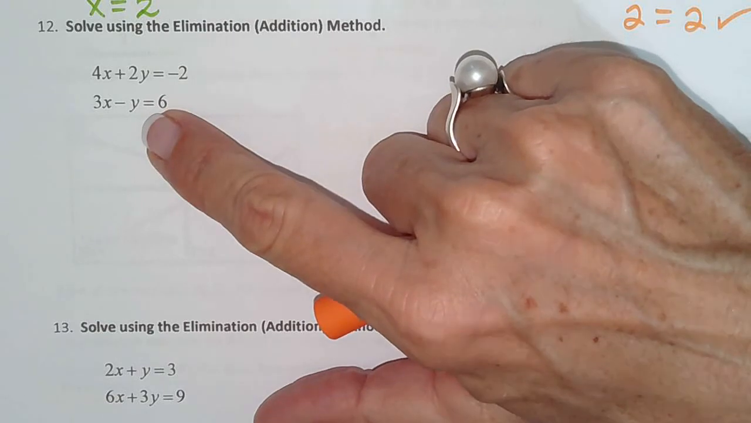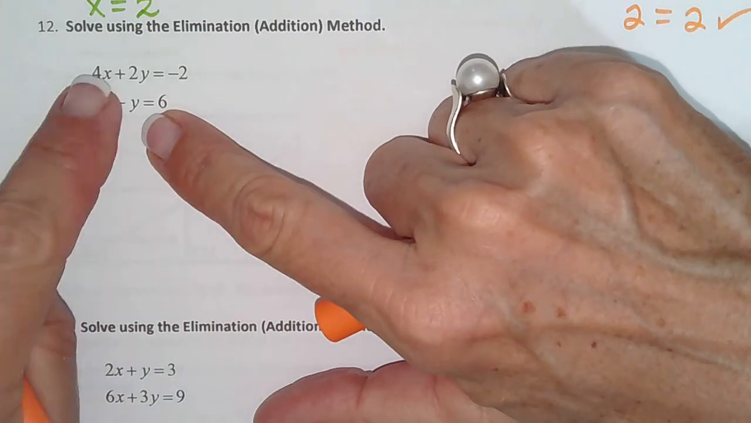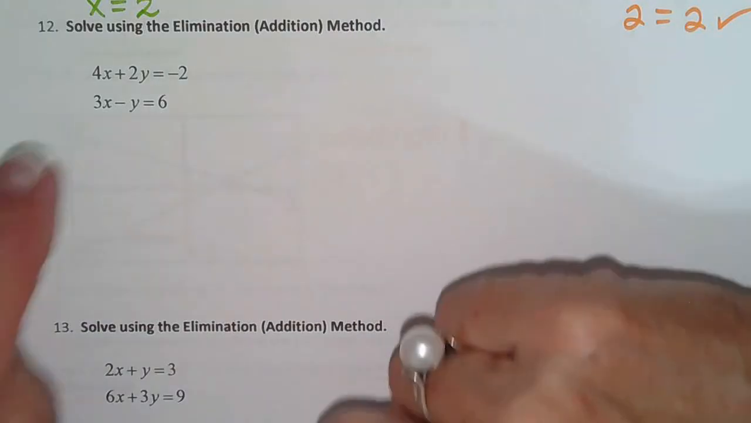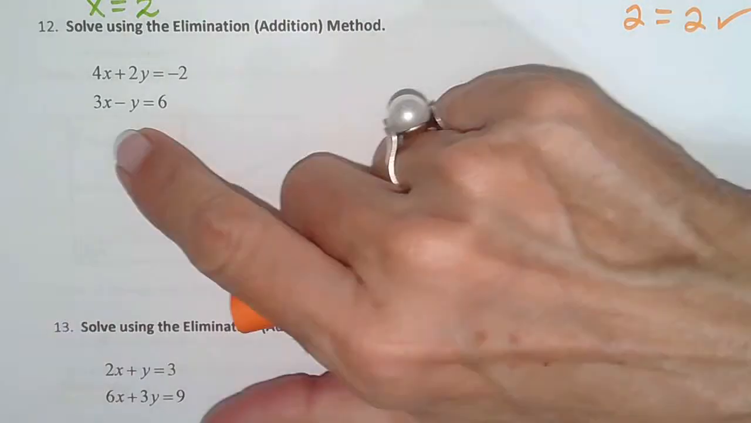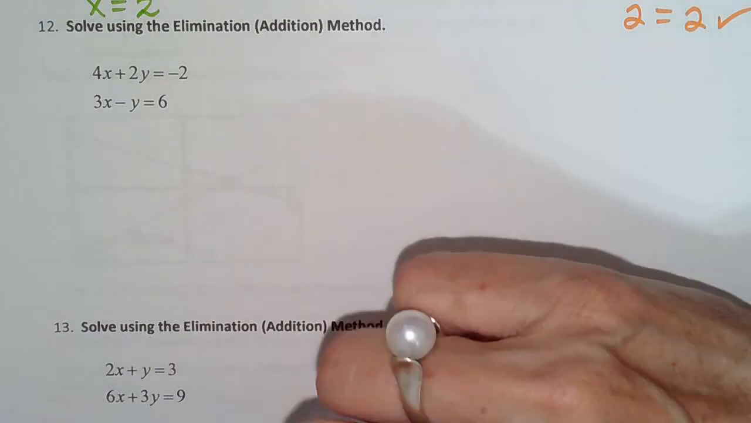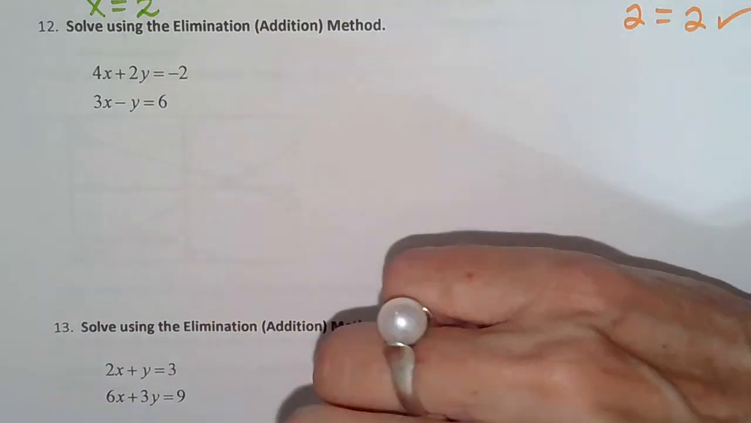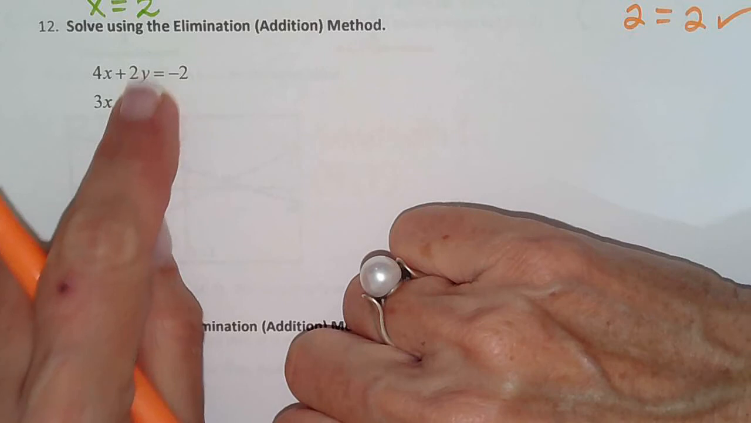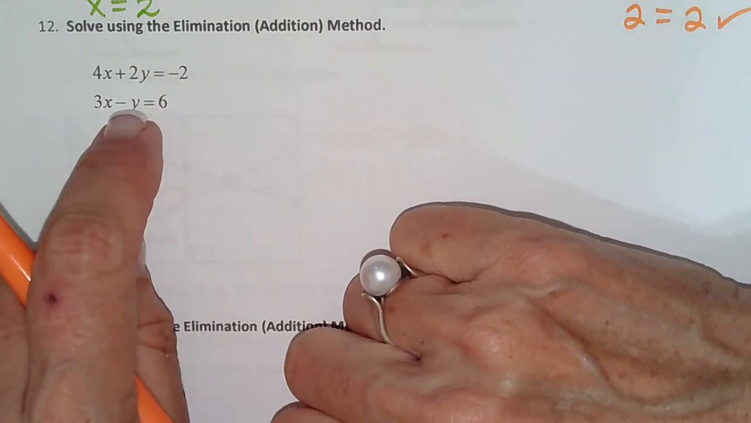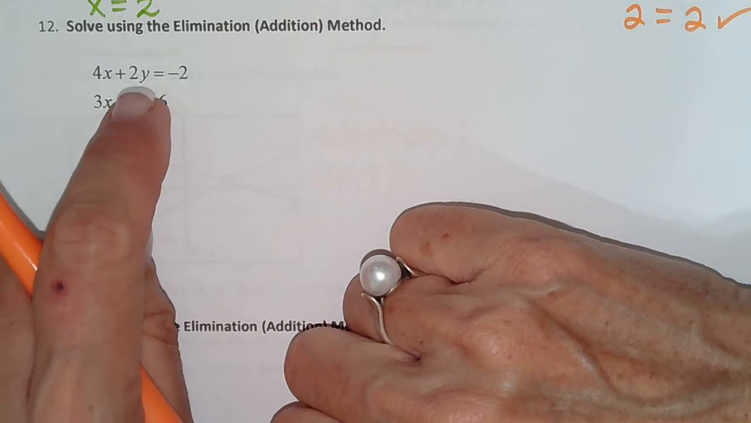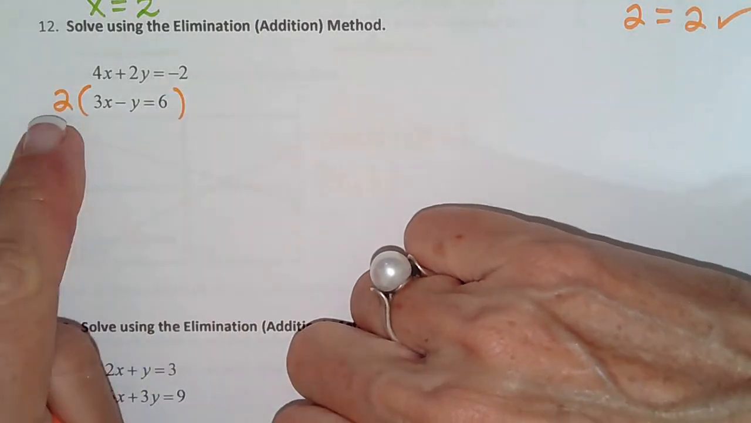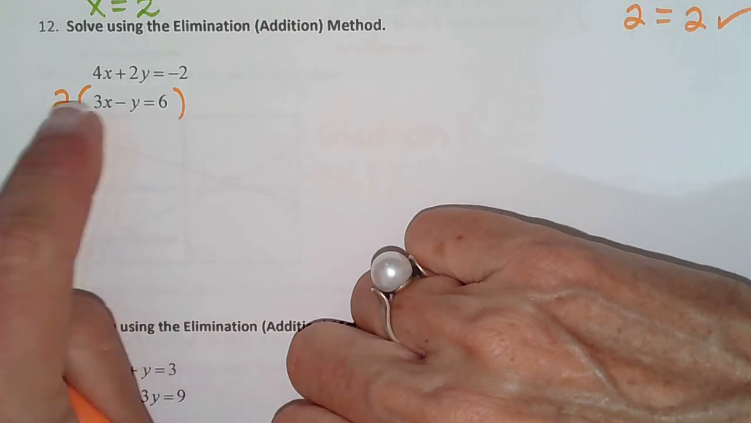Much easier. Would you get the same answer if you decided to eliminate the x? Yes, you would. So one person at your table could eliminate the x's, another person could eliminate the y's, and you both end up with the same answer. So like I said, the y is a little bit easier because this is positive 2y, so we need this to be negative 2y. Well, it's negative 1 right now, so that means I need to multiply by 2. 2 times negative 1 will be negative 2.